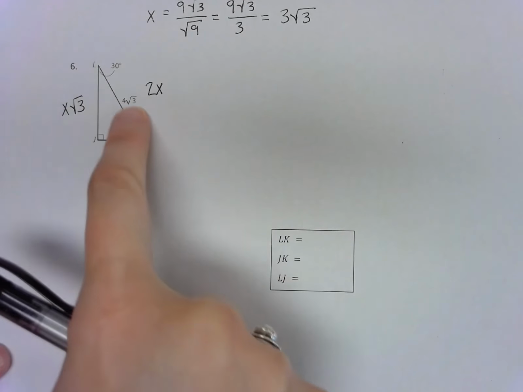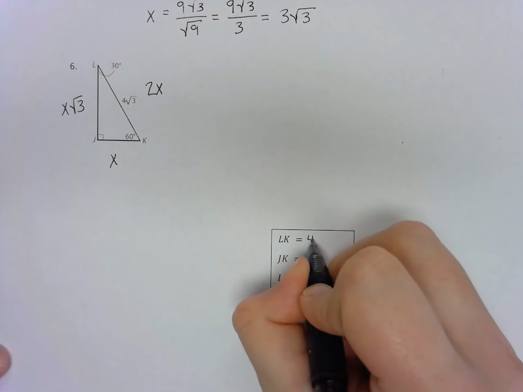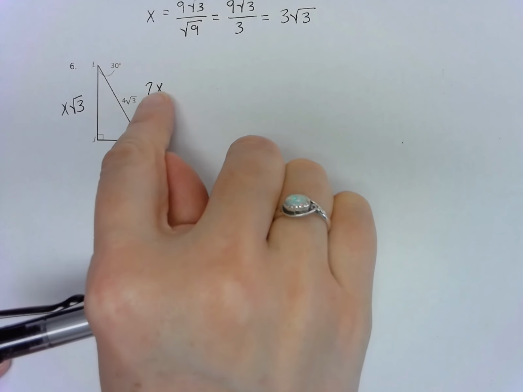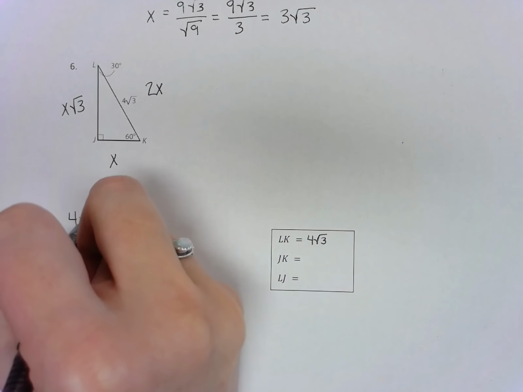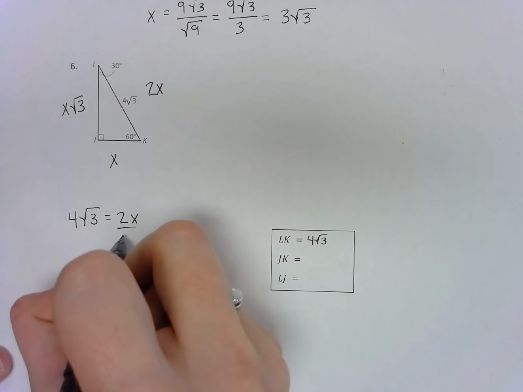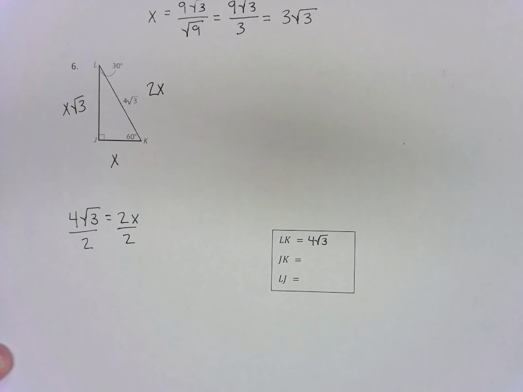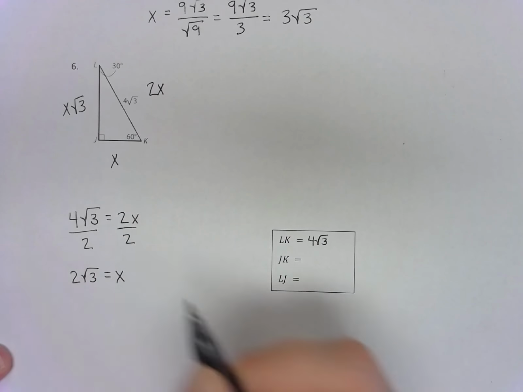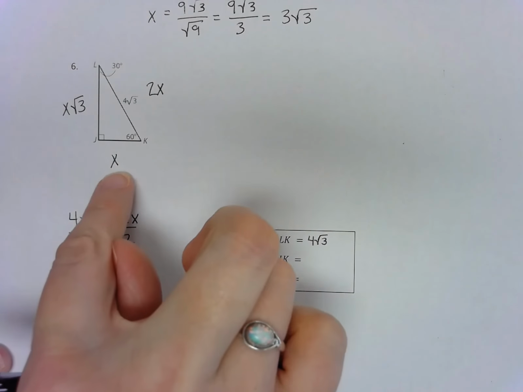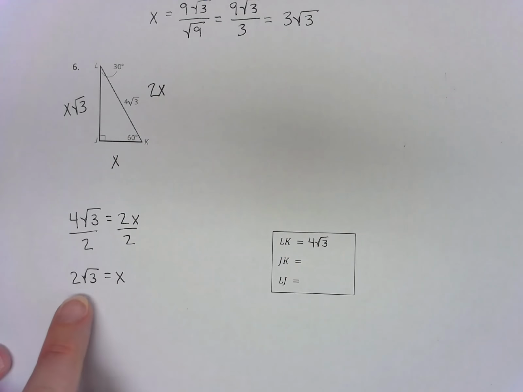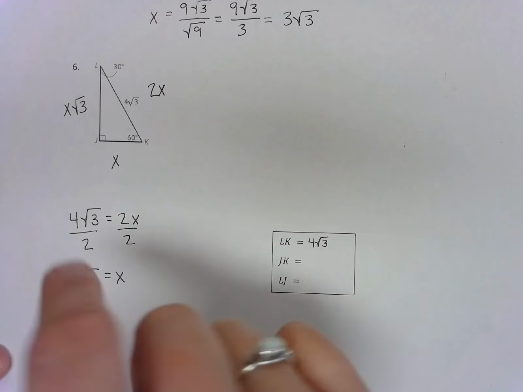So start with the given side. We have LK. So LK is 4, the square root of 3. So we'll use that 4, the square root of 3 to set equal to our given 2x, and use that to solve for x. So divide both sides by 2. 2 goes into 4 2 times. So that gives us the JK side, which is represented by x. By solving that equation, we get the length of the shortest side. So x equals 2, the square root of 3, which is JK.